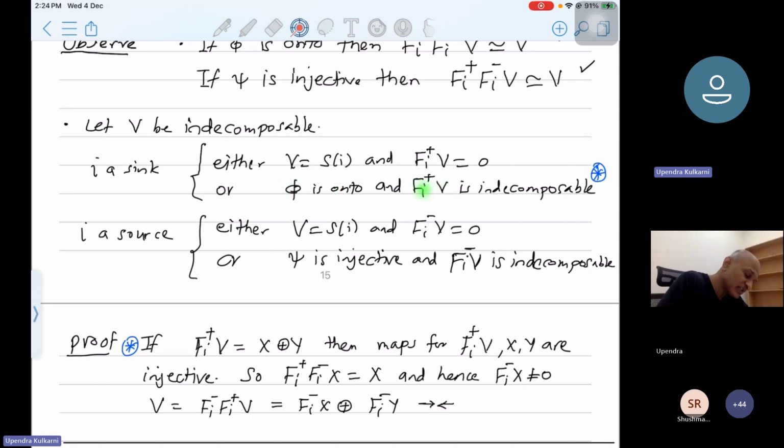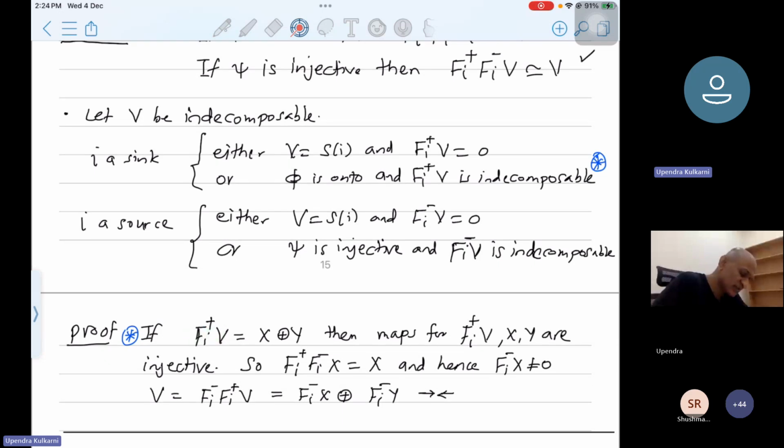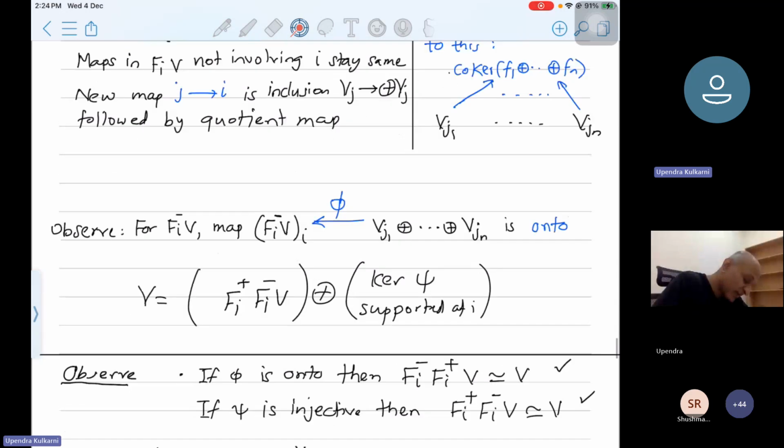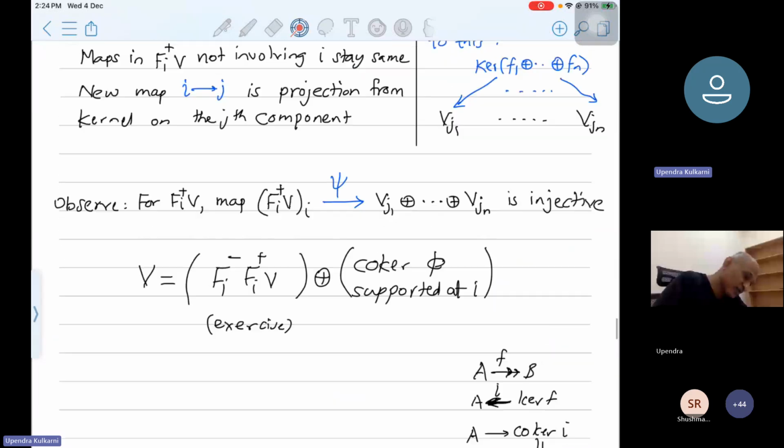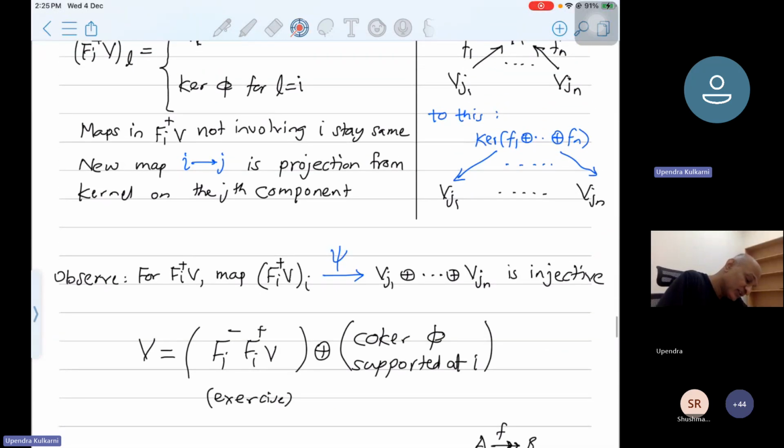So I need to show that this is indecomposable. So the proof I have written over here. Okay, let us suppose that it decomposes. So it will decompose into x direct sum y. But notice that the maps, yeah. So after doing Fi plus, remember that I have gone into this situation over here. And the new map psi that I have obtained is injective.